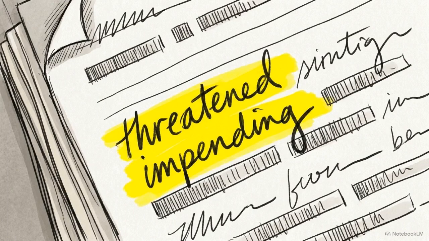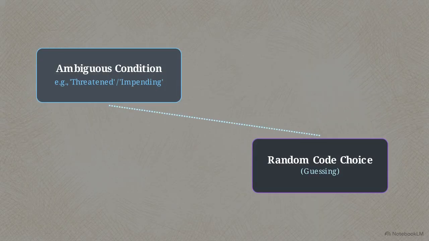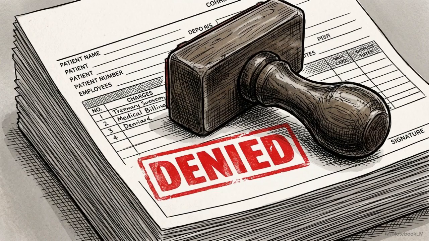We have the highlighted words threatened and impending right in the physician's notes. This creates an immediate dilemma. You have a condition documented, but it hasn't fully manifested. If you guess how to handle this ambiguity, the system will penalize you. Misrepresenting an unoccurred condition triggers immediate claim denials and creates compliance vulnerabilities for the practice.